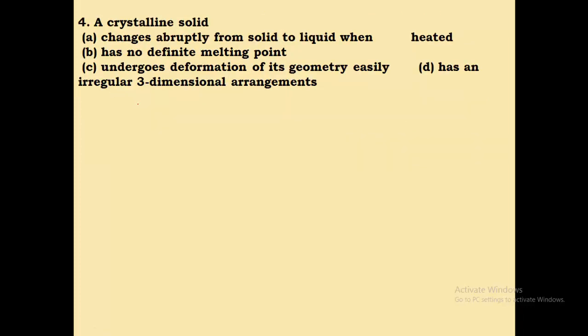Next, the fourth one: a crystalline solid changes abruptly from solid to liquid when heated, has no definite melting point, undergoes deformation of its geometry easily, or has an irregular three-dimensional arrangement.